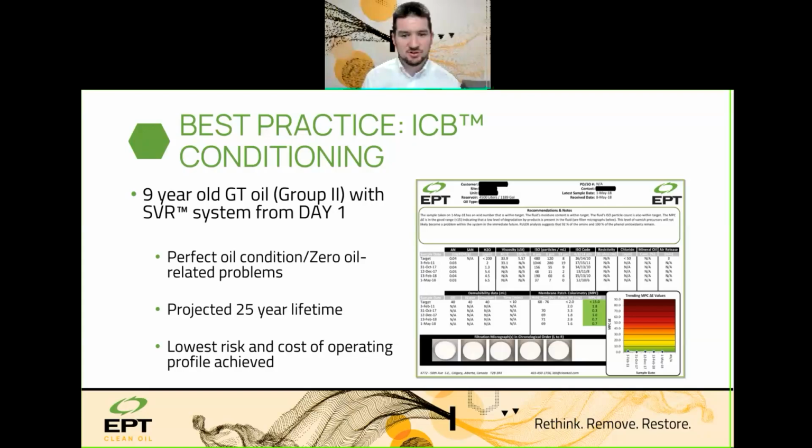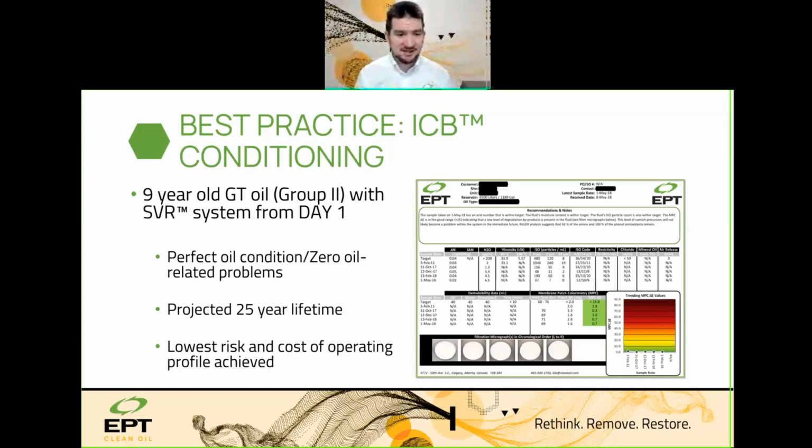So when you take a look at the rate that their additives are depleting in this system, it's extremely slow. You would project over a 25-year lifespan for this oil based on its current rate of additive depletion. And clearly, acids and varnish are not accumulating in this system because they're being removed as they form. So this is the lowest risk profile that you can possibly have for operation of a turbine.